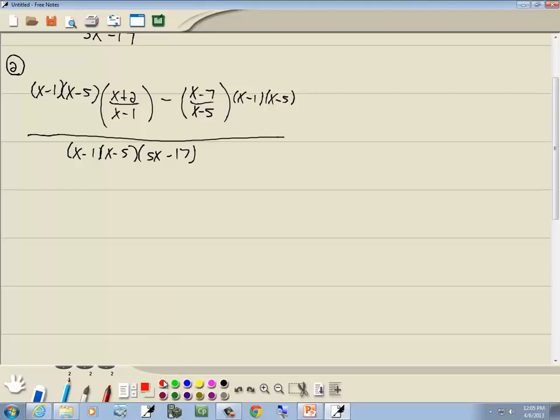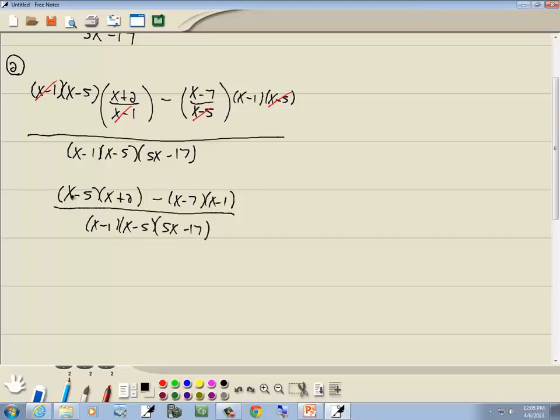Well, before we actually multiply that through, here's an x minus 1, here's an x minus 1. Remember, if one's on top, one's on the bottom, you can cancel them. Over here is an x minus 5, here's an x minus 5. So those are going to cancel. And we're left with x minus 5 times x plus 2, minus x minus 7 times x minus 1, over our denominator.